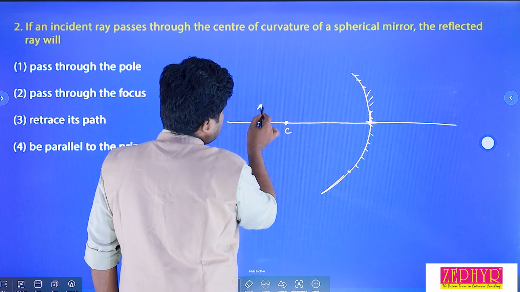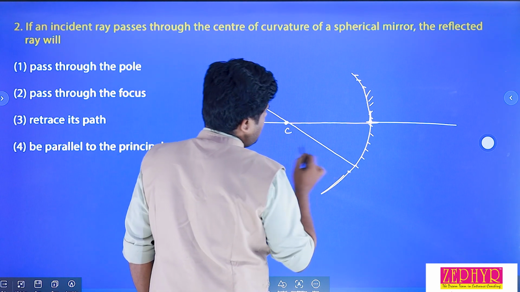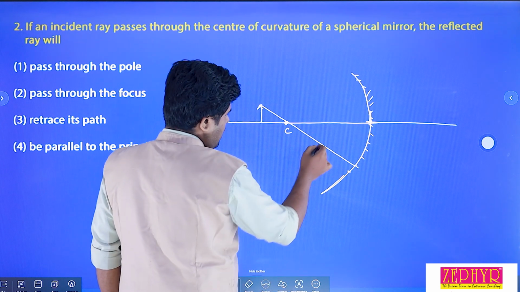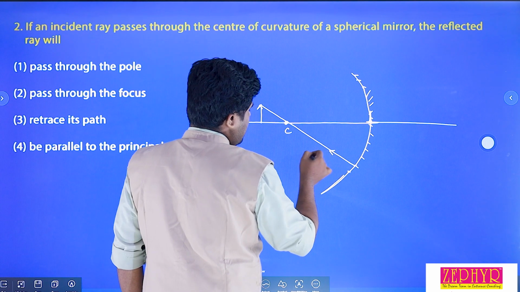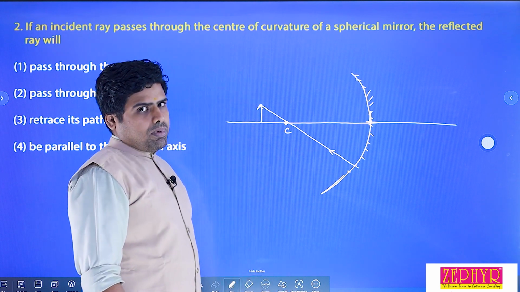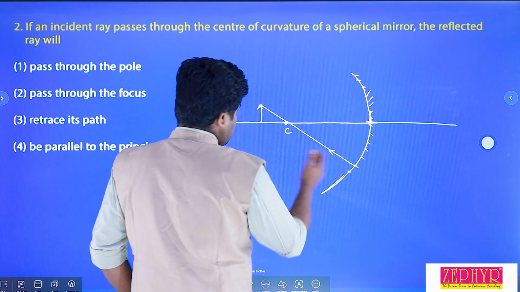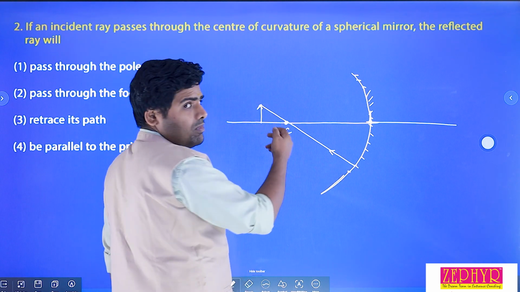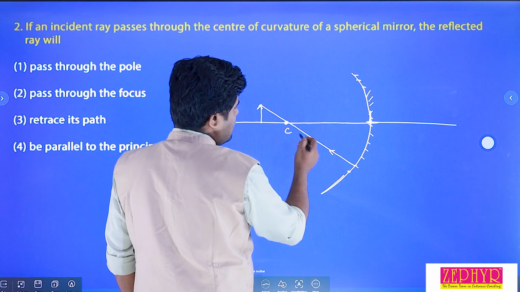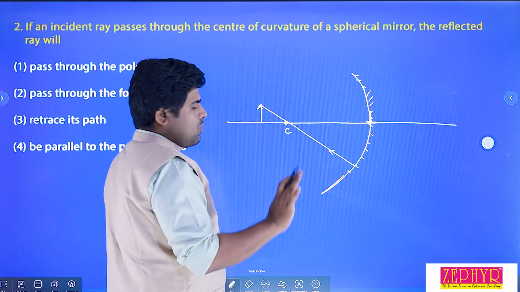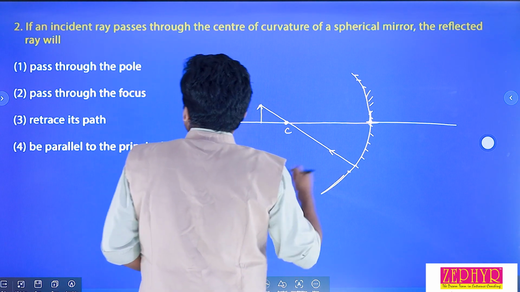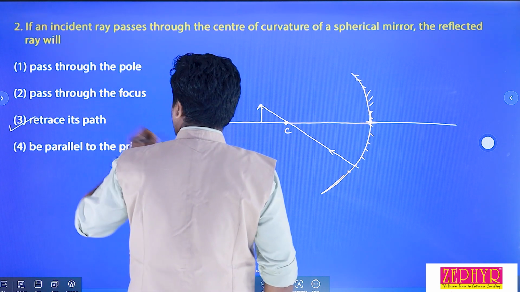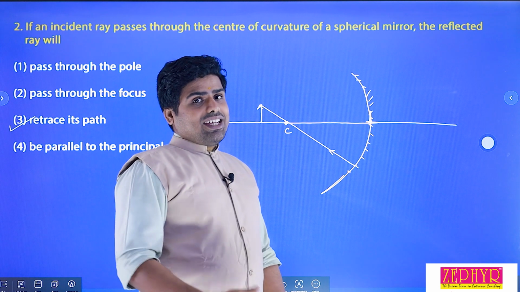When a light ray passes through the center of curvature, then it retraces the same path. Retracing the path means it passes through the same line in the opposite direction. So here the right answer is that it retraces its path. Option 3 is the right answer.